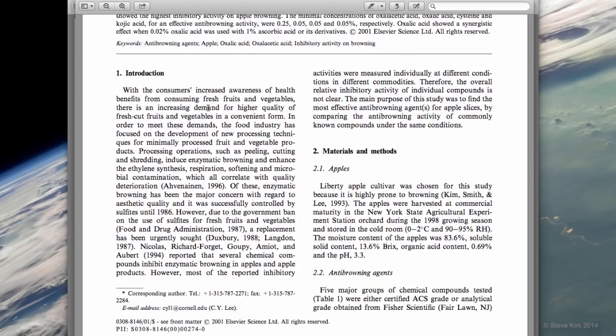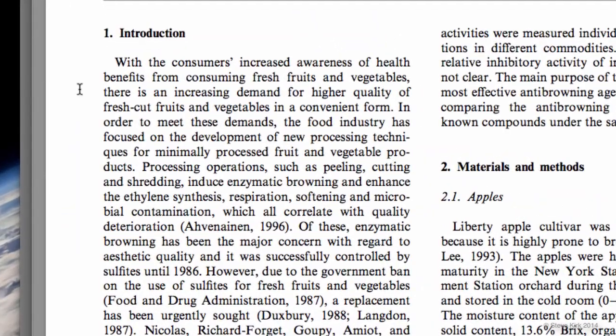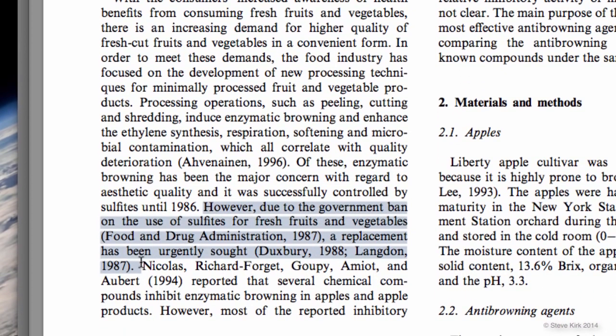And here's the introduction. First, it starts with some facts about preserving fruit that shows us why this topic is important. And then it introduces the topic of browning, right here. Okay, and then it introduces the problem that we need to solve, that a replacement technique for preventing fruit from browning has urgently been sought. Next, it reviews previous research that shows what kind of chemicals prevent browning.